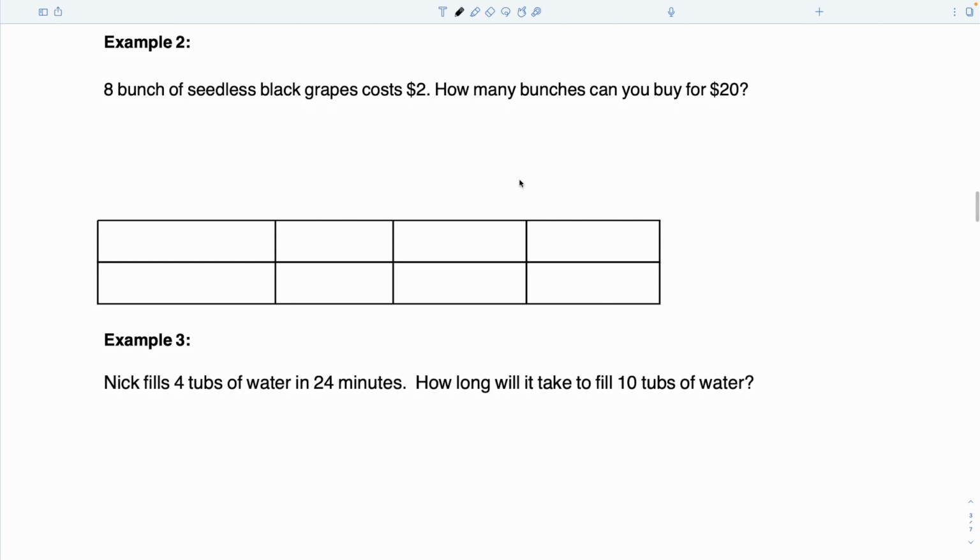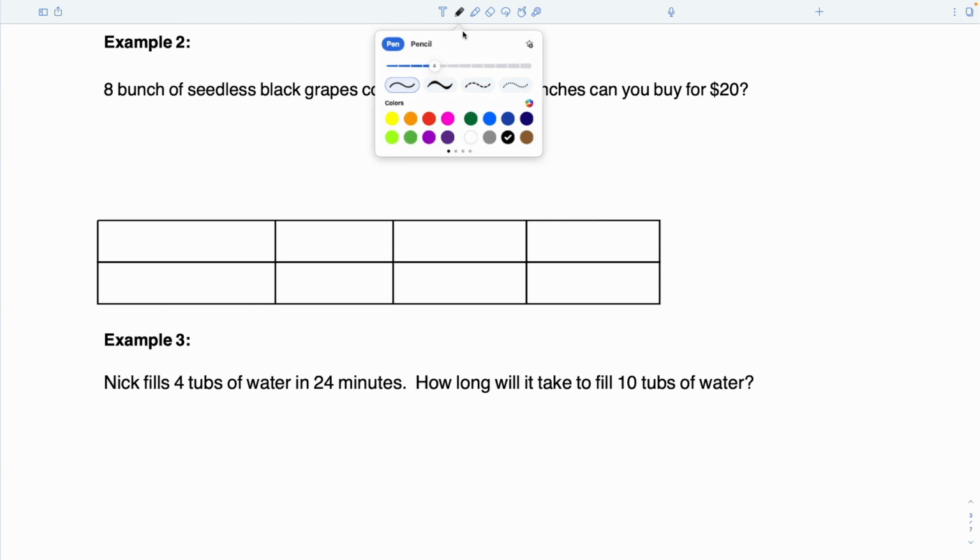Example 2, 8 bunches of seedless black grapes cost $2. How many bunches can you buy for $20? Set this one up for me.